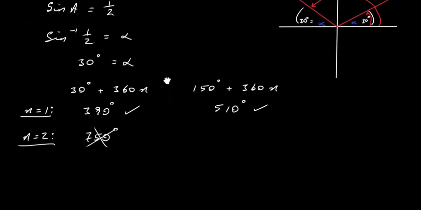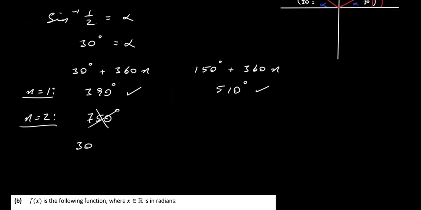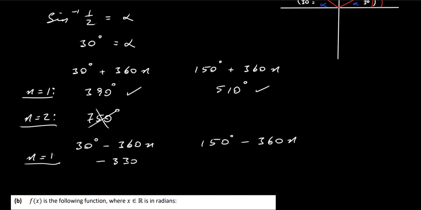Let's look at subtracting then. Let's take 30 degrees and subtract 360n. Let's take 150 degrees and subtract 360n times. If n is equal to 1, then we get 30 minus 360, which gives us a solution of minus 330 degrees. And that's within our range. If we take 150 and subtract 360, that'll give us minus 210 degrees.